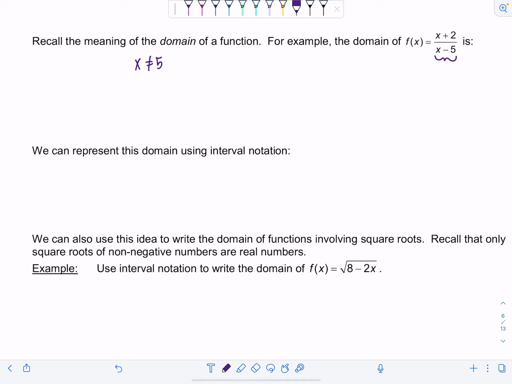X cannot equal positive 5, right? And the way you write the domain is you say the set of all x's such that x doesn't equal 5. We went over this in a previous lesson. All right.